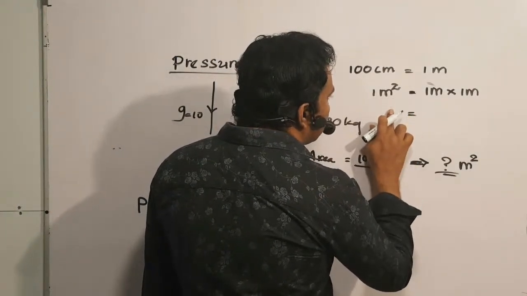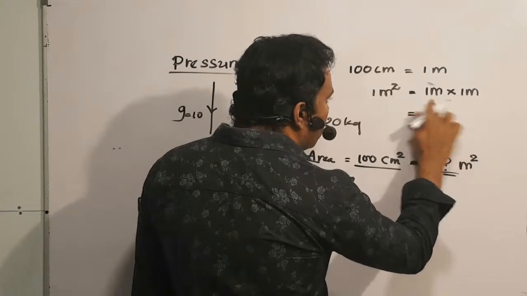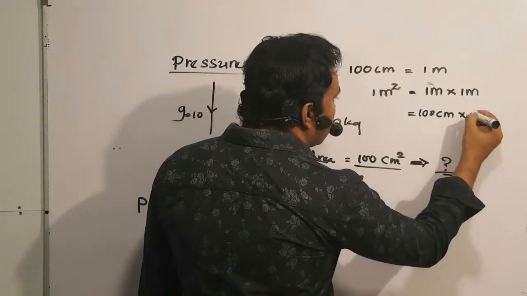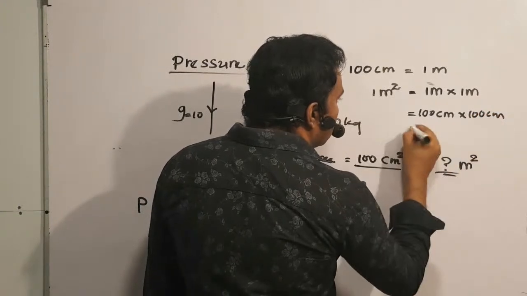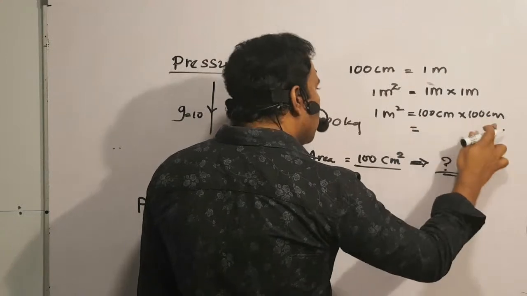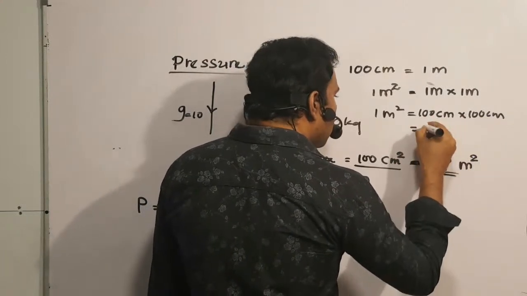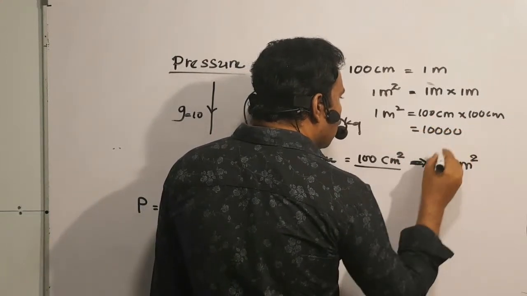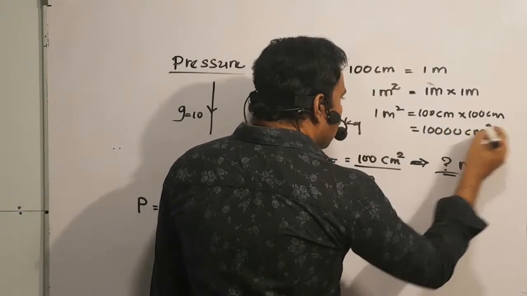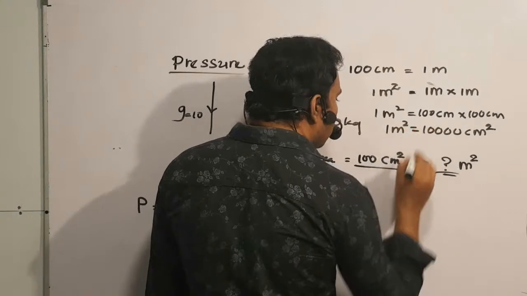1 square meter equals 1 meter into 1 meter, but 1 meter equals 100 centimeter. So this is also 100 centimeter. So 1 square meter equals 100 centimeter into 100 centimeter. 100 into 100, that's 10,000. Centimeter into centimeter, square centimeter.